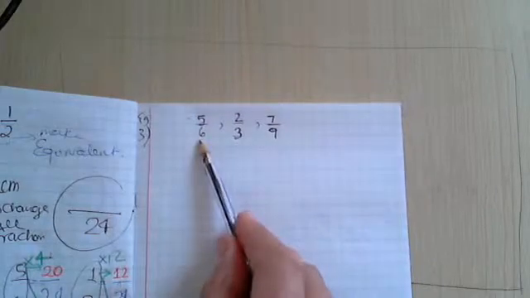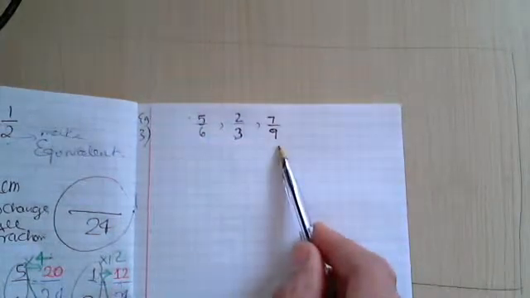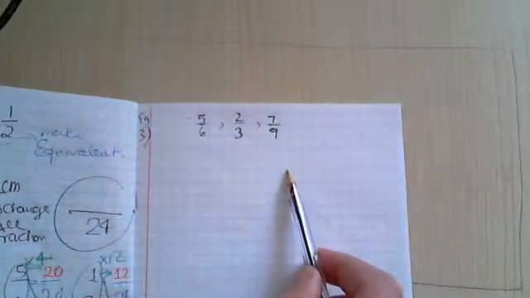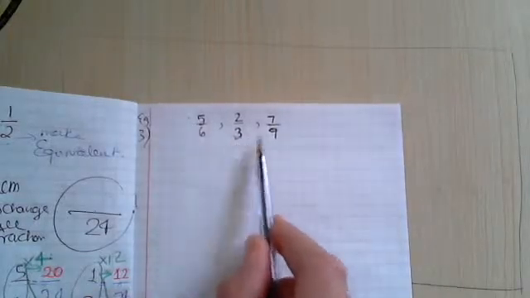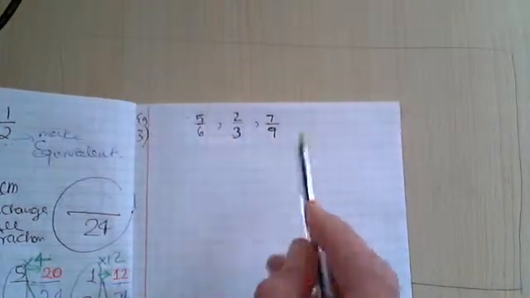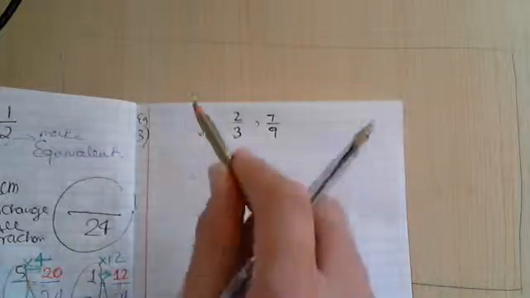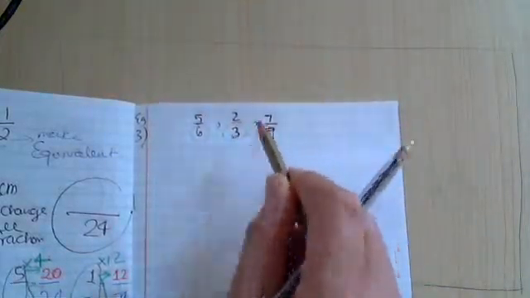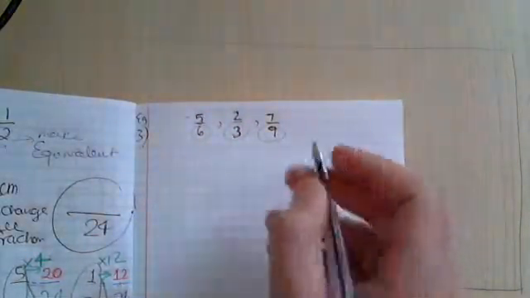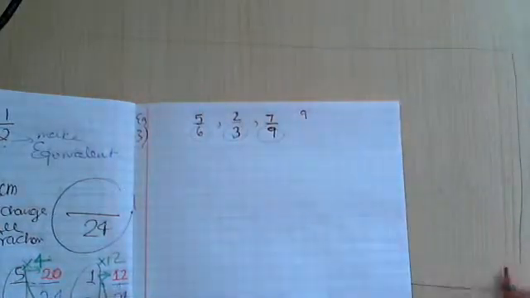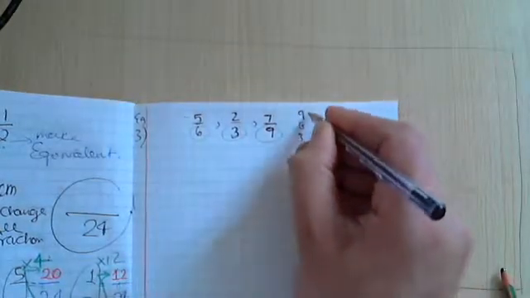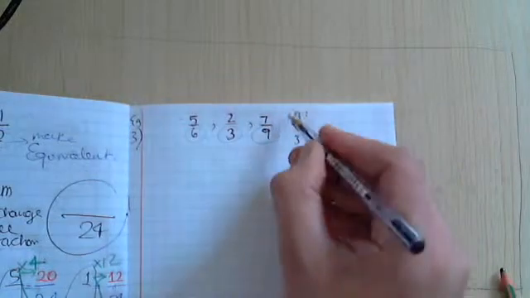Okay, so we have 5/6, 2/3, and 7/9. So let's go through this example together. Now, 6, 3, and 9, which is the largest number we have on the bottom? So it's all about the bottom. Let's look at the denominators. Let's make the denominators equivalent. So we start with the big number only, 9.